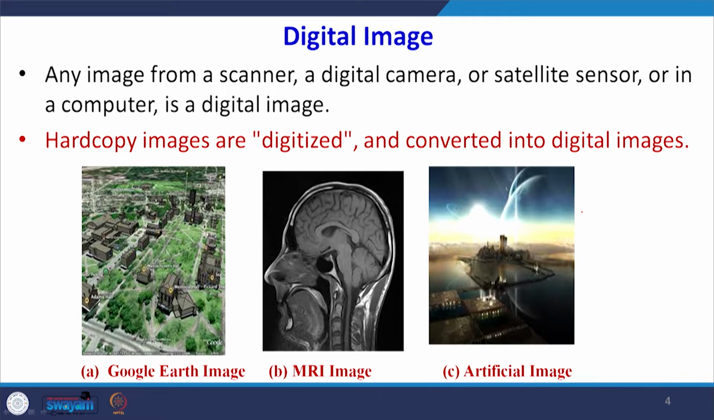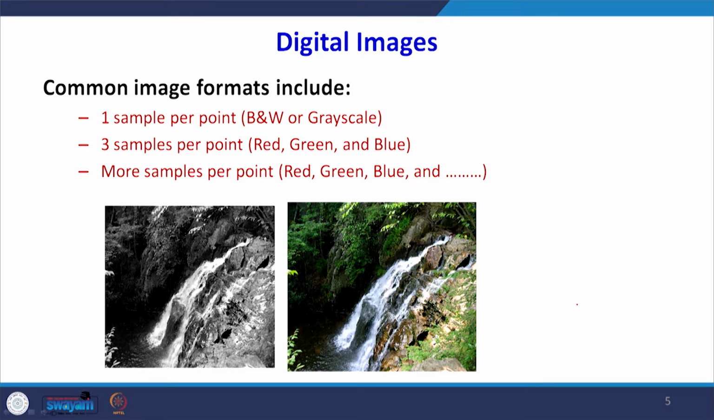So, one can see here we have a Google Earth image, the first one, the second one is the MRI scan image, and the third one is the artificially created image. So, there are different ways the image can be represented, but here we will talk mostly of the satellite image.